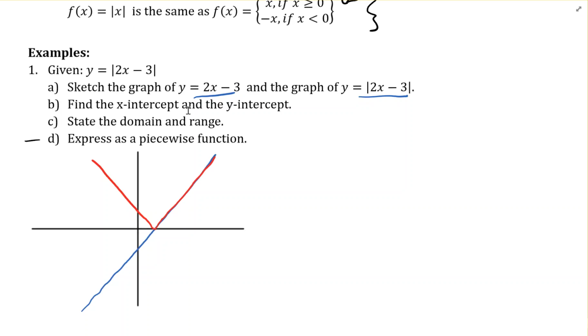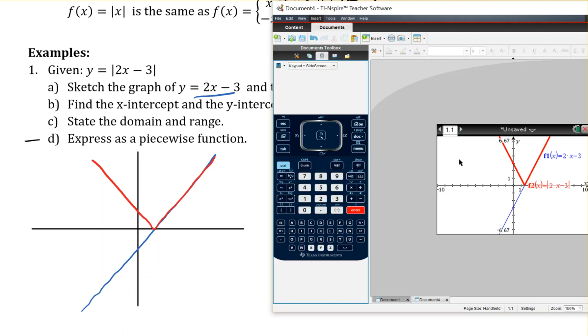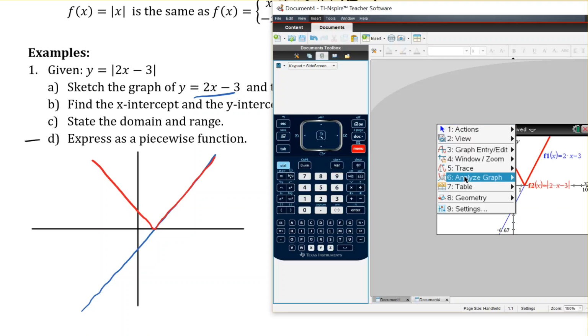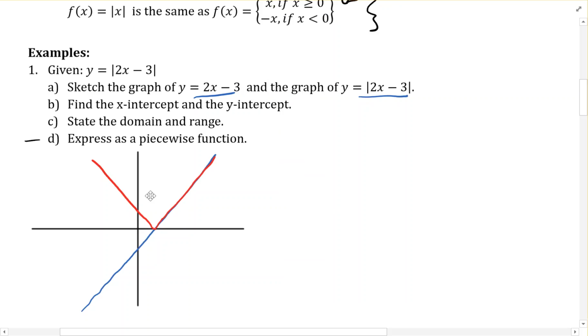Now, technically, we could figure out the x and the y intercepts by graphing. We could go menu and then all that stuff under analyze graph. But I'm going to show you guys how to do it without the calculator because you will need to show your work and you will need to be able to find these things without the calculator too. So let's go ahead and figure out what the x-intercept and y-intercept are. And that's just of the red one now, the absolute value one, right? Okay, so looking at that, we want to find the x-intercept.